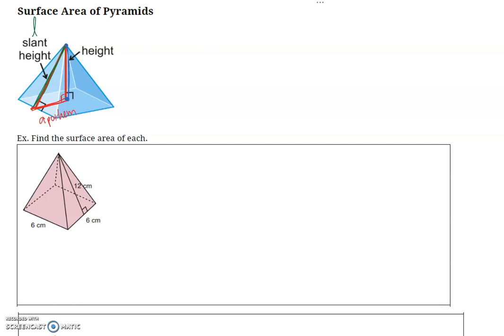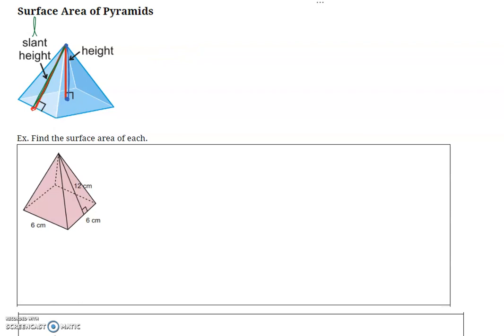The apothem. So the relationship between the apothem of the polygon that's the base, the height, and the slant height is that it forms a right triangle, meaning the apothem squared plus the height squared is equal to the slant height squared. We're not going to be working with this until the next lesson, so for now we can kind of ignore that. And let's just think about this in terms of surface area.